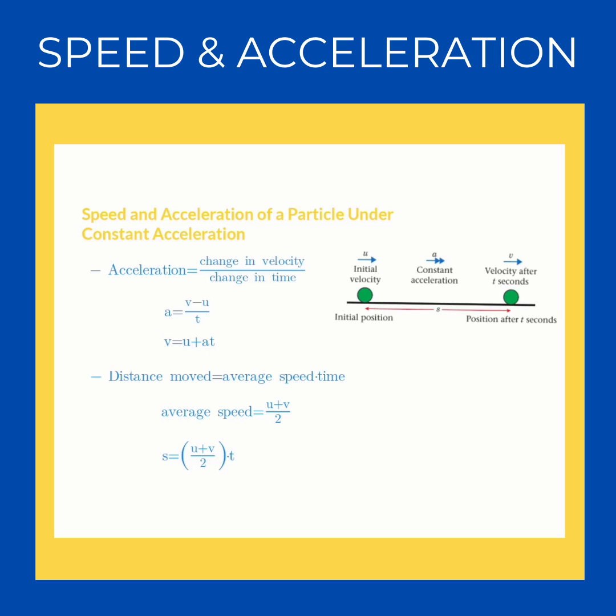Now if I want to find the distance moved, which is s, the distance traveled, it is equal to the average speed times the time. And the average speed is the average value between u and v, so it's u plus v over 2, and times t will give me s, the distance traveled.